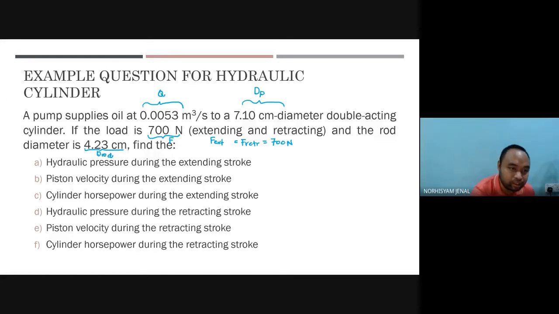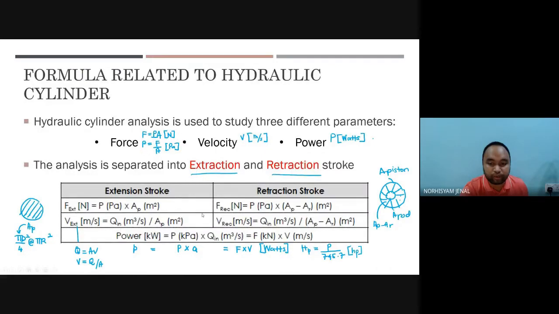So A, B, C over here is for extension. D, E, F over here is for retraction. So extend, retract, three different questions here. They are asking for three different equations, and we can just use the equations that we have over here.